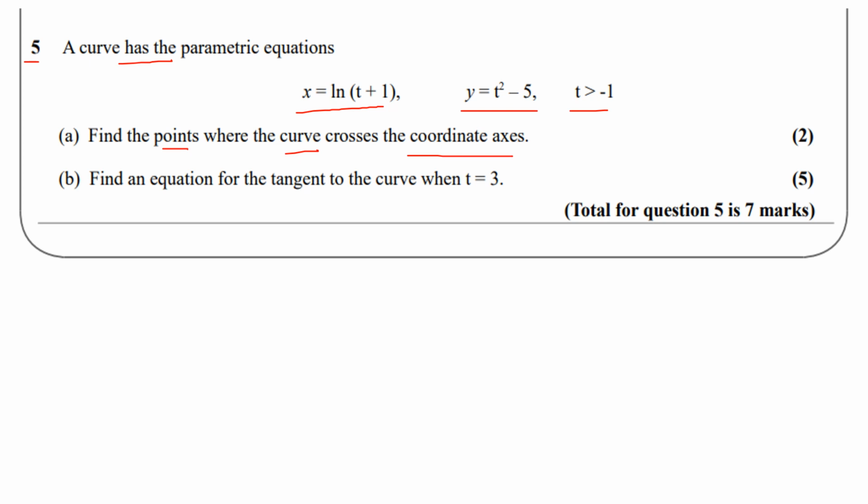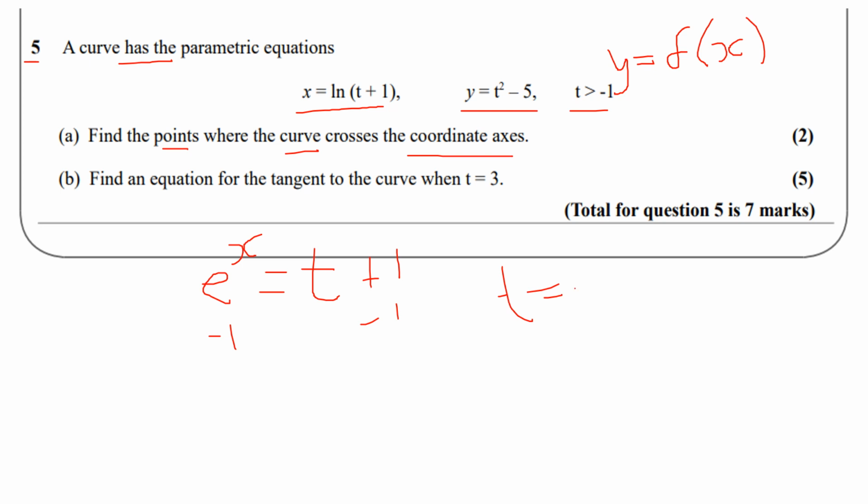One way to do it is to rearrange this equation and then sub it into here to get it in the form y equals f of x. Which I'm going to do here, but in the live I did it in a different way. So I'm going to rearrange this. I'm going to take e's of both sides, so I have e to the x equals t plus 1. I'm now going to subtract 1 on both sides to balance each side respectively. Therefore, t is equal to e to the x minus 1.